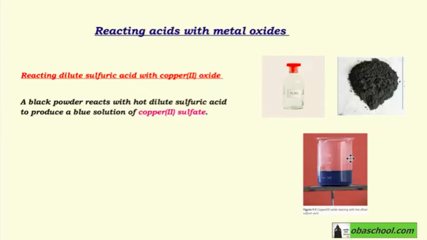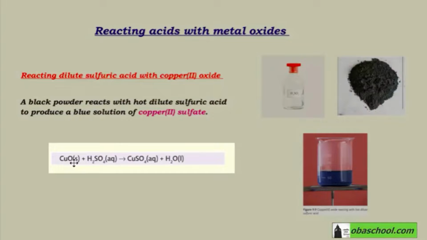So the equation is copper oxide, CuO, plus sulfuric acid, H2SO4, reacts to give copper sulfate, CuSO4, plus water. Copper sulfate here is the salt. So this is the reaction between copper oxide and dilute sulfuric acid.